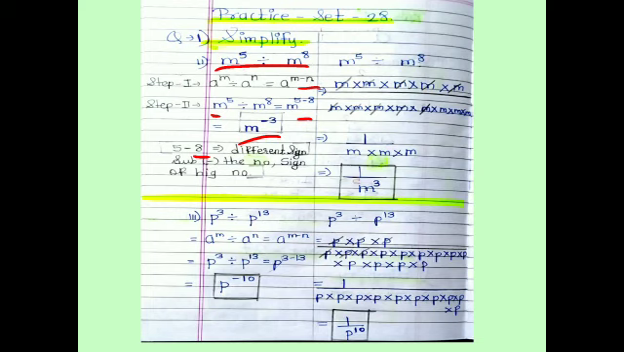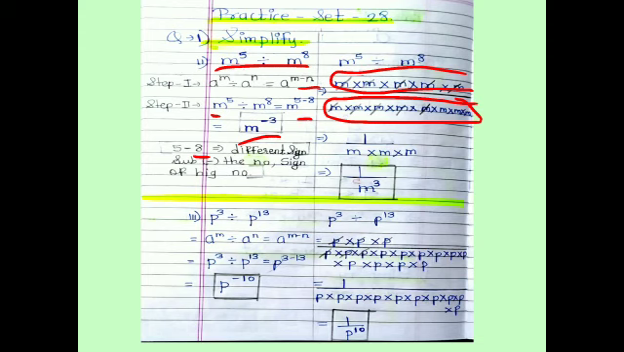M raised to 5 means m is multiplied how many times? 5 times. And down it is divided by m raised to 8, which means m is multiplied to itself how many times? 8 times. The common terms we have cancelled: 5 m's are cancelled. Then upstairs, which term is left? No terms are left, so you have to write 1.